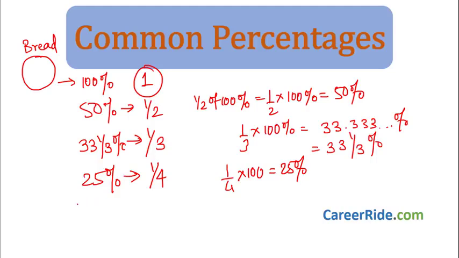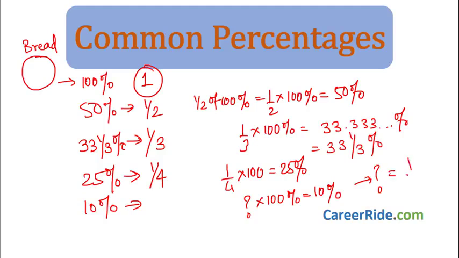So let's say someone wants 10% of the bread, how much will you give? The entire is 100%. Out of that, the person wants 10%. So let us see how much we will get. We need this fraction multiplied by 100% equal to 10%. So this fraction would be 1 upon 10.